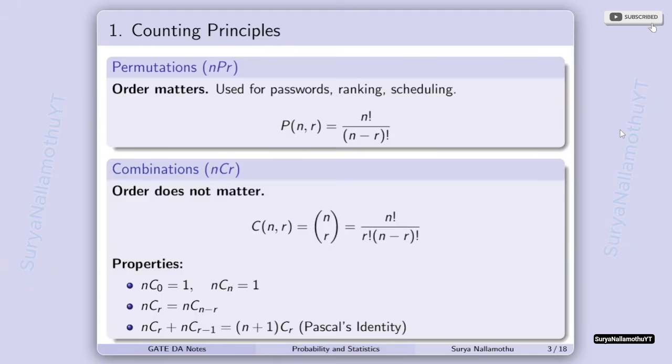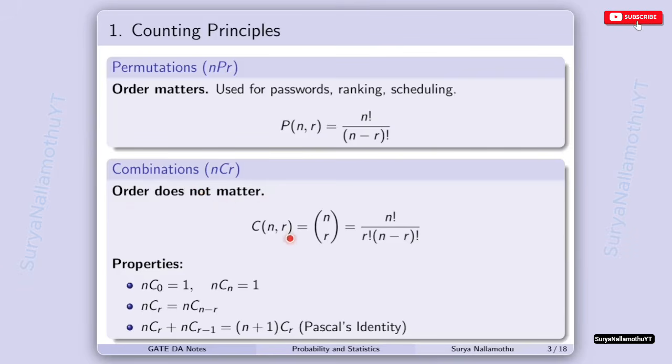Here the counting principles are permutations and combinations. This is the formula for permutations, and in permutations order matters. It is used for password problems, ranking problems, and scheduling problems, and other cases where we arrange things in an order. In those cases we use permutations. In combinations, order does not matter.